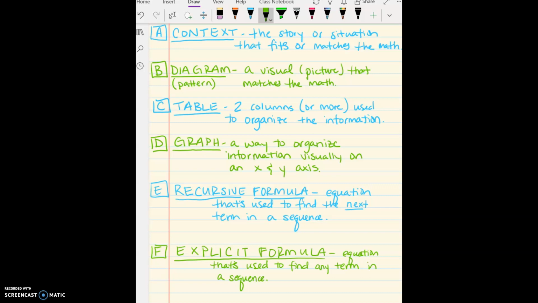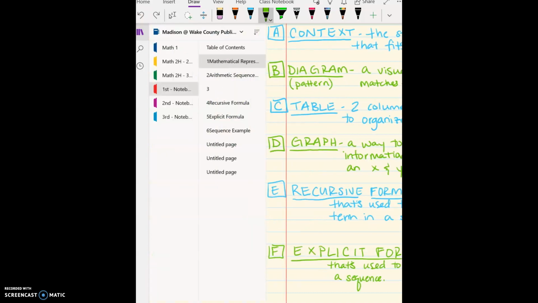So for the recursive formula, you would use it to find the next term. The explicit formula, you use it to find any term. Any term. So like the 100th term. So how many dots in 100 minutes? It'd be a whole lot easier to use the explicit formula than it would for the recursive formula to sit there and add 4 over and over and over again.